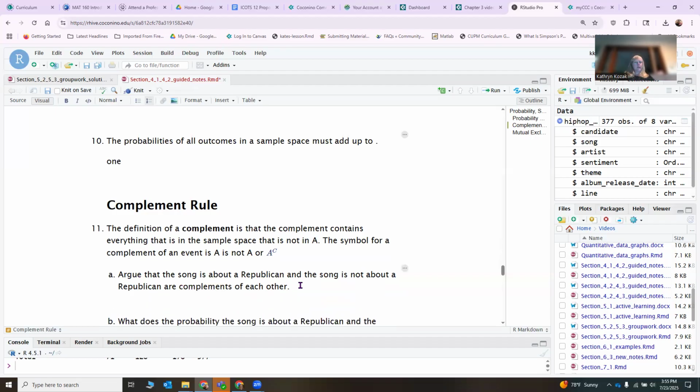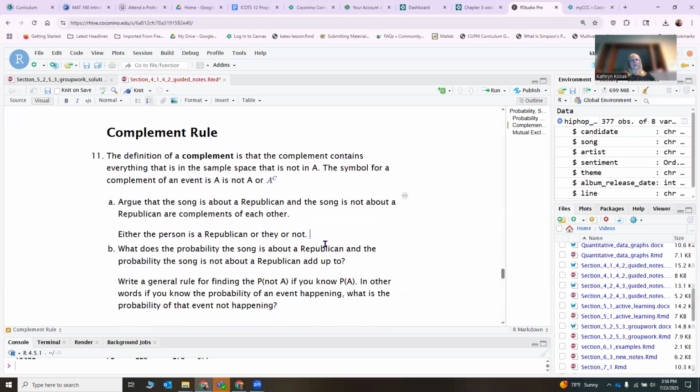Well, either the person's a Republican or they are not. That doesn't mean they're Democrats. It just means they're not a Republican. And in fact, Bernie Sanders is an independent, so he's not a Democrat. So we're not looking at being Republican or Democrat. We're just looking at being a Republican or there's something else. So that would make them in fact complements.